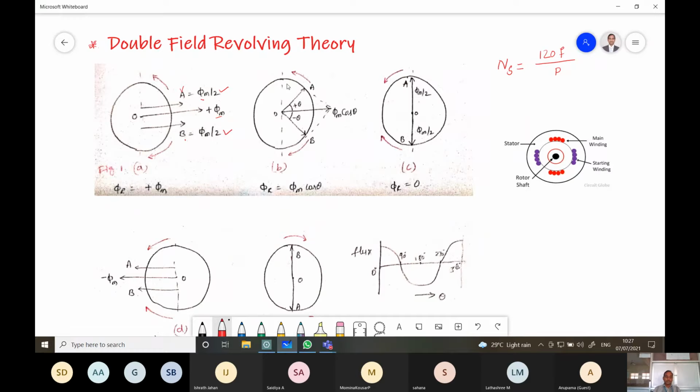After some time, when A and B have rotated through some angle, it will rotate the A vector.